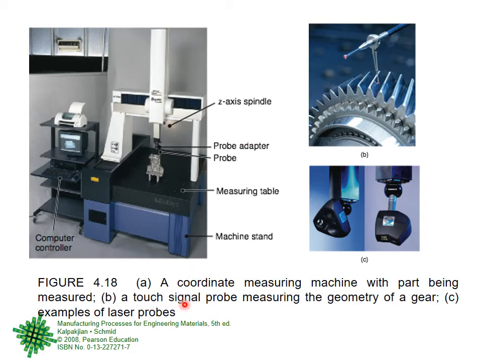Here, a touch signal probe is measuring the geometry of a gear. We have a gear, and you see each tooth of a gear has a very special dimension, especially this contour. When you go to machine design and study gears, especially spur gears, you will see that this surface is a very special angular surface called an involute. It is not a parabola, it is not a hyperbola, it is called an involute. But then this whole surface is at an angle. So we touch here and here and here and here and here, and ultimately that angular surface is regenerated.